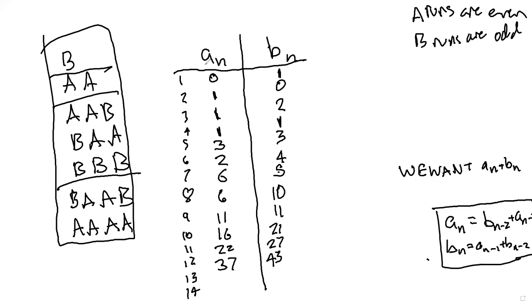And let's check. 1, 2, 3, 4, 5, 6, 7, 8, 9, 10, 11, 12. So only 2 more. 22 plus 27 is 49. 37 plus 27 is 64. All right, 37 plus 43 is 80. 49 plus 43 is 92. We add these at the bottom because remember, we want a sub n plus b sub n. 2 cases for b sub n would work for length 3. That's why I have a 2 right here. Remember, we wanted a sub 14 plus b sub 14.